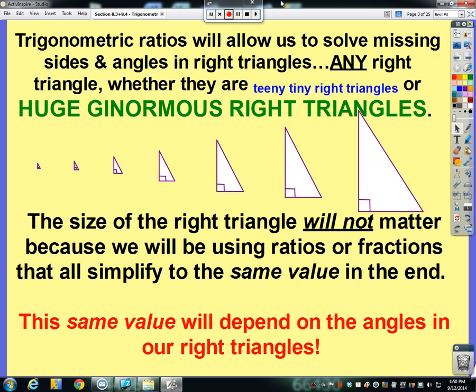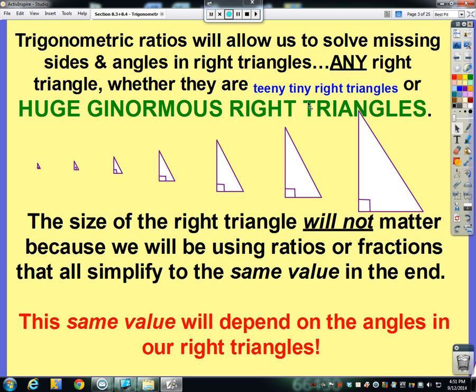Trigonometric ratios will allow us to solve missing sides and angles in right triangles. Okay, right triangles, just like previously the Pythagorean theorem only worked in right triangles. We can only use trig in right triangles. Now, there are some special exceptions that we'll talk about later this chapter, but for the most part, right triangles.